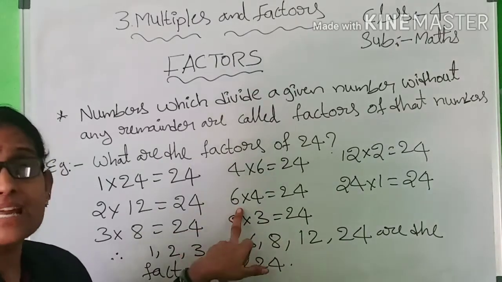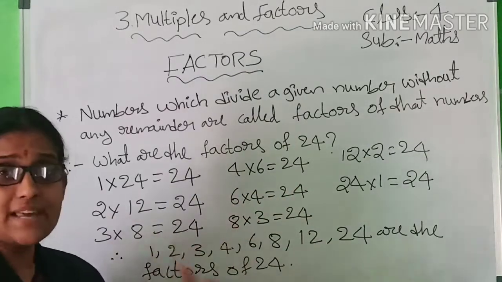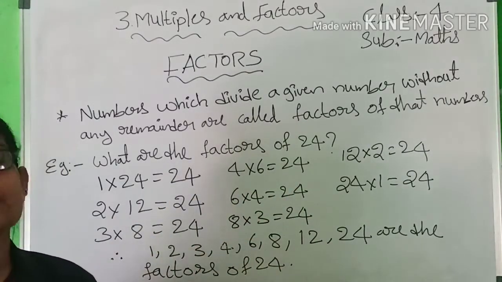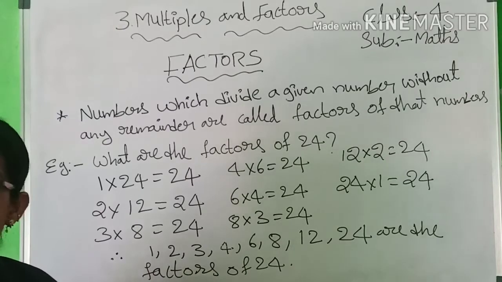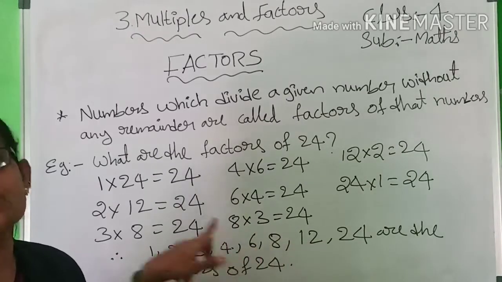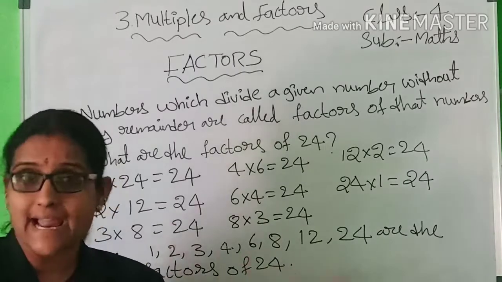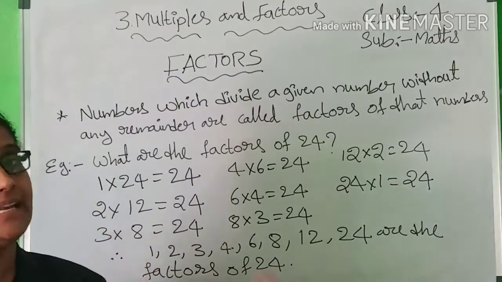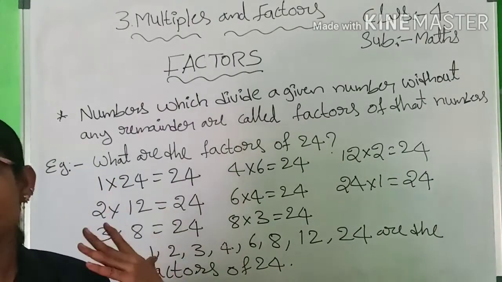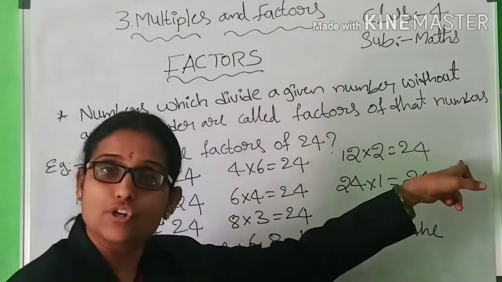Yes. Which factor comes? 6 times 4 is 24. Then the 7 table. You have to check the 7 table. Does the 7 table come in 24? It will not come. You have to check the next table. Does the 8 table come in 24? Yes. 8 times 3 is 24. Then after 8 comes 9. The 9 table does not come. Then 10 does not come. Then 11 also does not come. You have to check the next table, 12. 12 times 2 is 24.